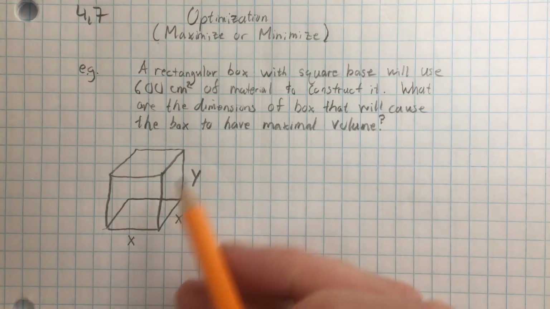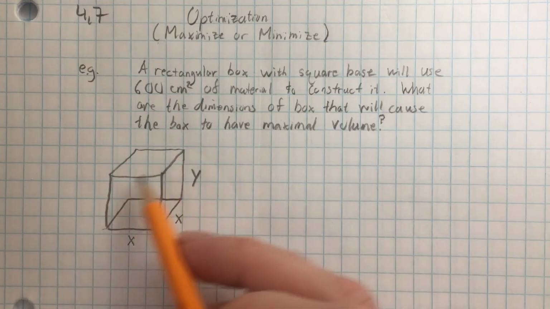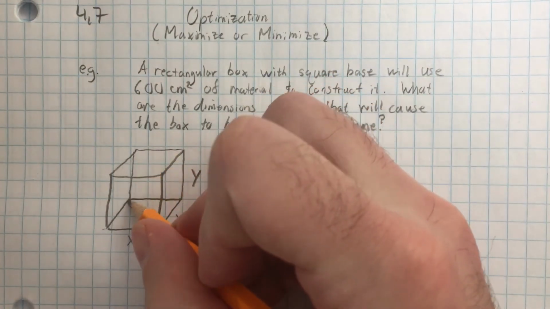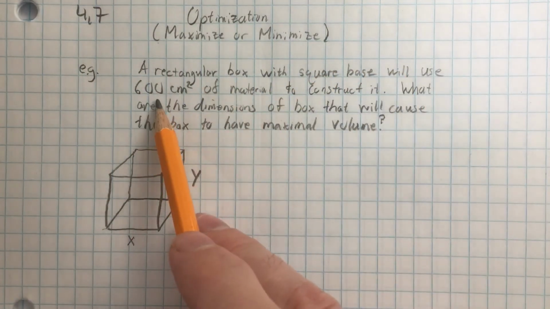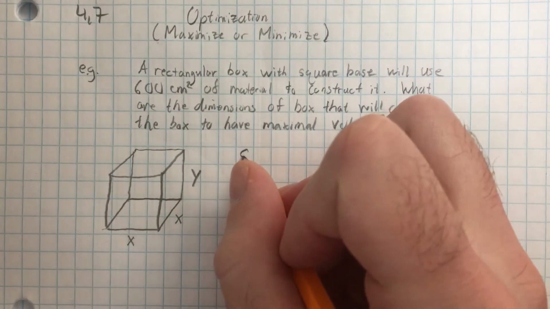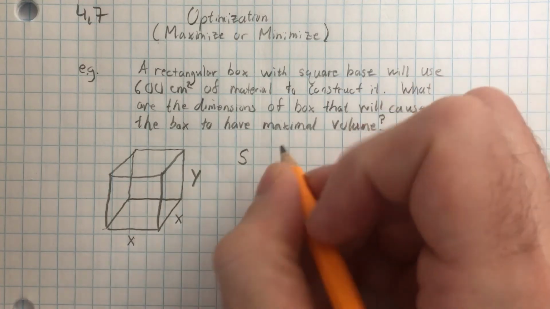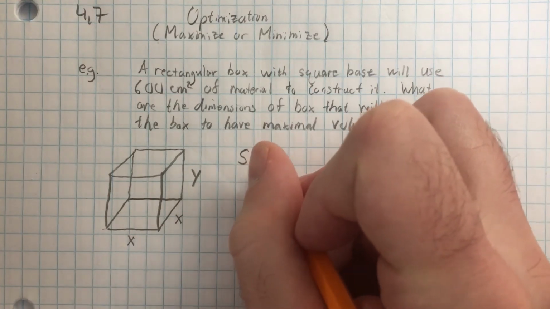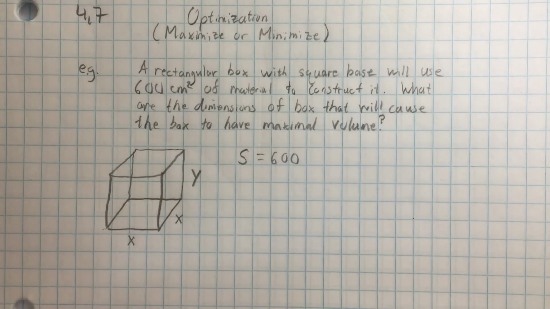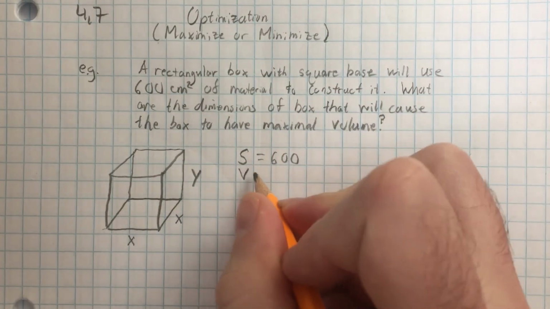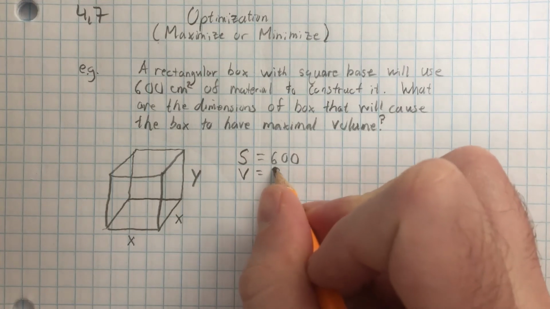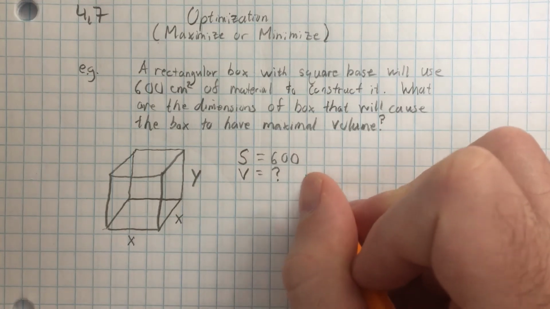And we're covering the box, or we're constructing the box, with material of the amount 600 centimeters squared. So the surface area, I'm just going to use S for surface area. The surface area is 600 centimeters squared. The volume is unknown. Want to maximize it.